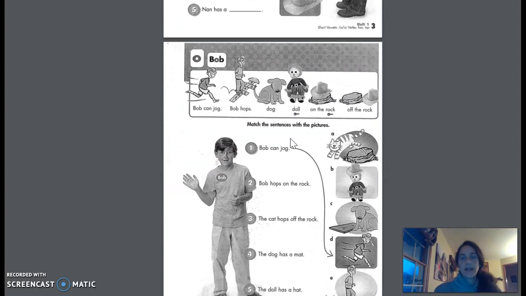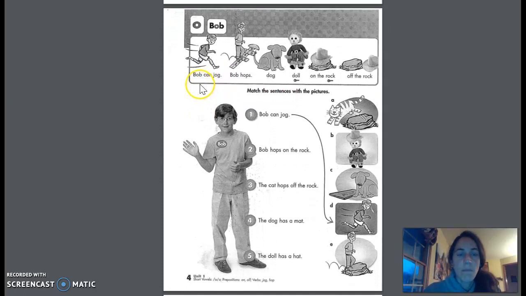Now we're going to focus on the letter O and the sound A. O, A. Bob can jog. Bob hops. Dog, doll. On the rock, off the rock.